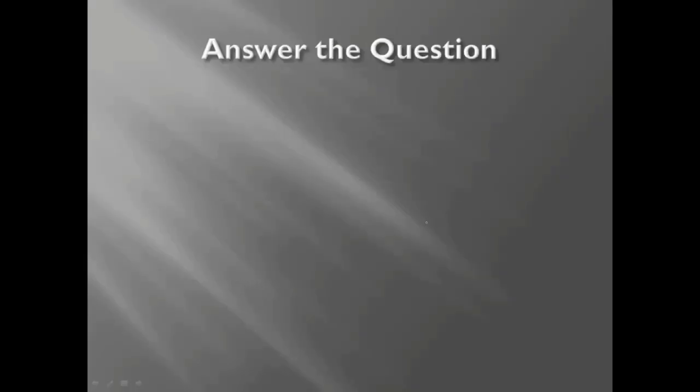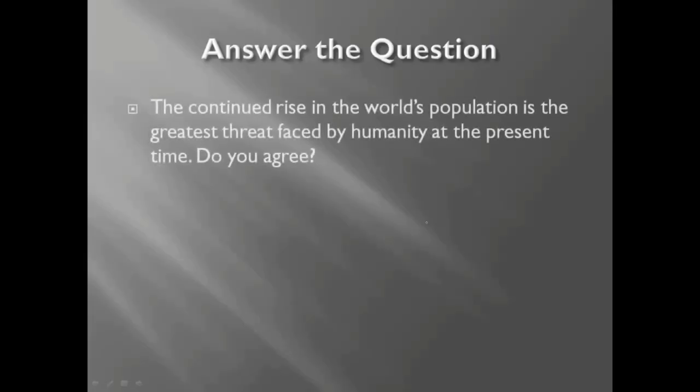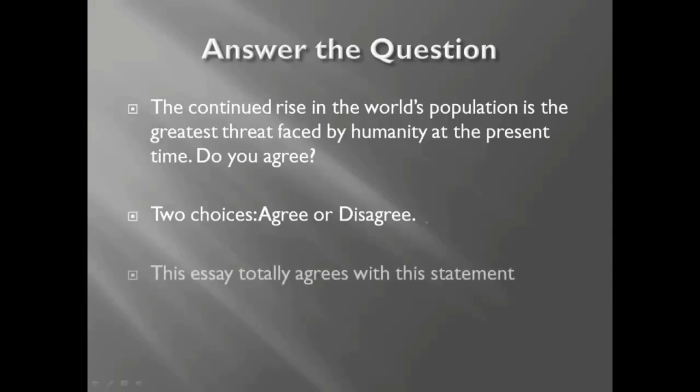The most important thing you have to do in the introduction is answer the question. So let's look at this again. Two choices with this one. Each question type is going to be different, but to answer the question for this one, all you have to do is make a choice. Agree or disagree. Very easy. So we could say this essay totally agrees with this statement, or I completely disagree with this statement. You don't have to use these exact sentences, but this is just to show you two ways of doing this.